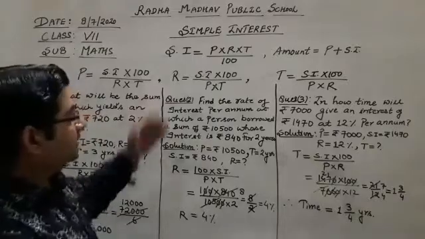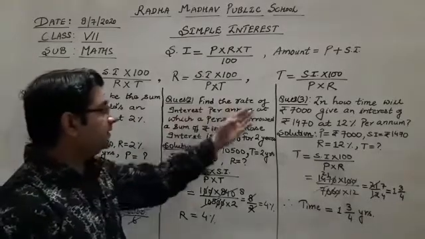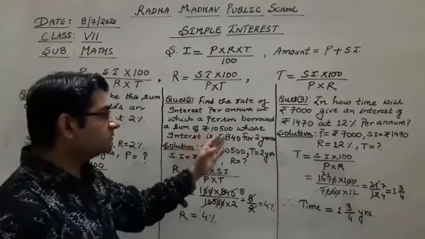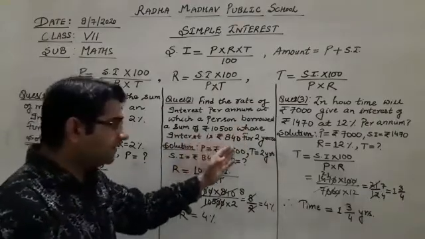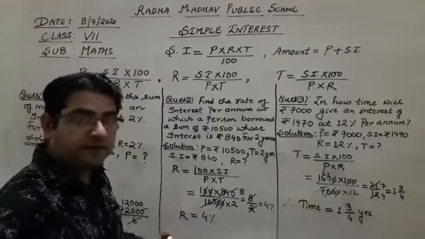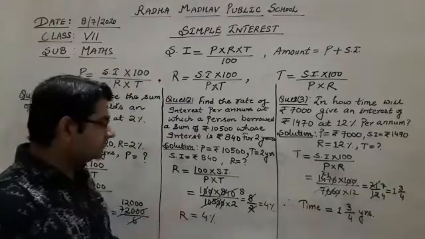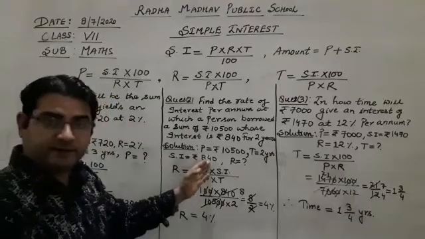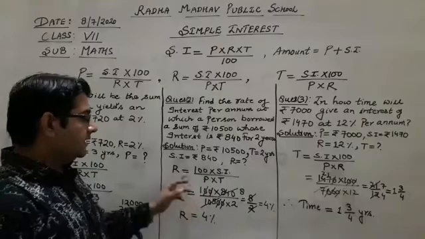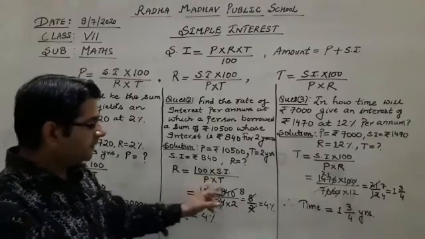Now in the second question: find the rate of interest per annum at which a person borrowed a sum of rupees 10,500 whose interest is rupees 840 for 2 years. In this question we are given principal 10,500, time 2 years and simple interest rupees 840. We have to find out the rate. The formula of rate is R = 100 × SI / (P × T).